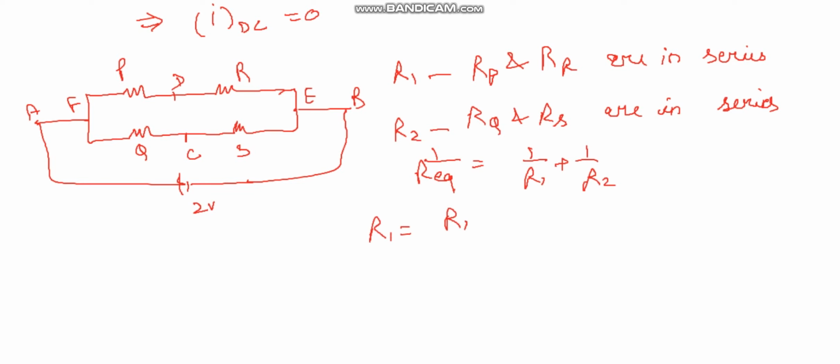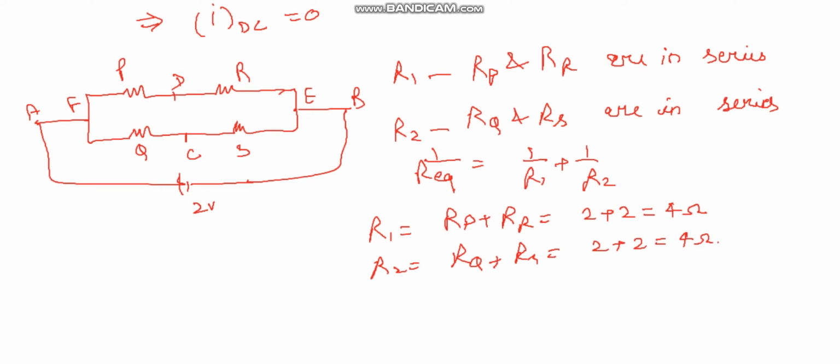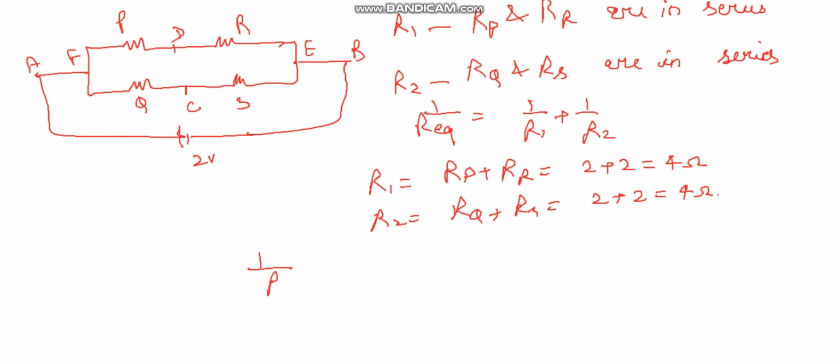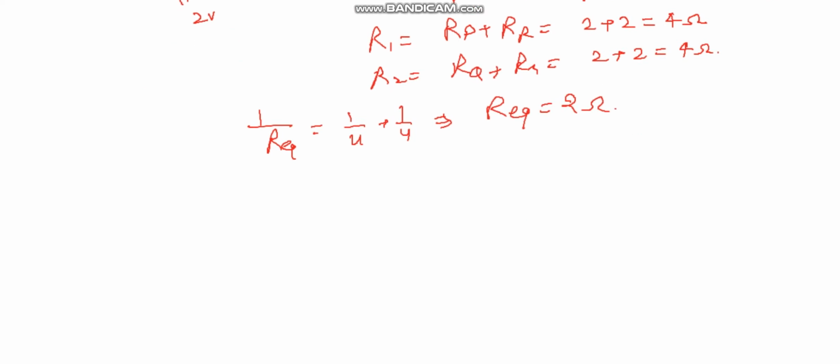R1 is equal to Rp plus Rr, which will become 2 plus 2 is equal to 4 ohm. Similarly, R2 will become Rq plus Rs is equal to 2 plus 2 is equal to 4 ohm. Now 1 upon R equivalent is equal to 1 upon 4 plus 1 upon 4, and this comes out to be R equivalent is equal to 2 ohm. So the complete equivalent resistance of the whole network comes out to be 2 ohms. So the first part has been done here.